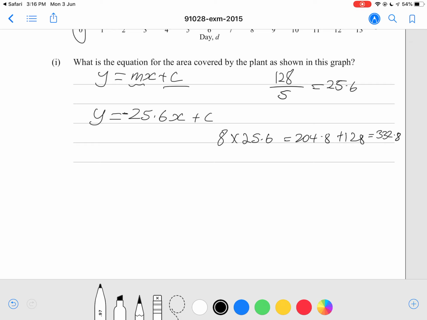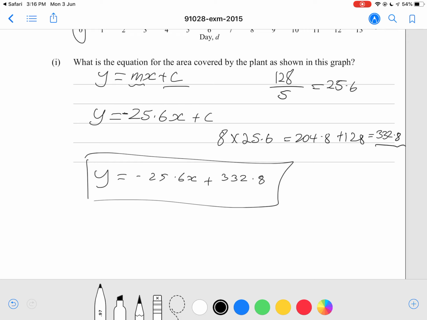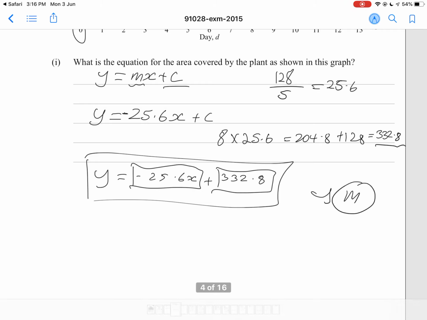And that should give you 332.8. Okay? So now we have our y-intercept. So now we can say y equals negative 25.6x plus 332.8. Alright, here's your final answer. And getting all the way here will get you a merit grade. In terms of getting an achieved, it's either the correct gradient or the correct y-intercept. So either one of these will get you an achieved.